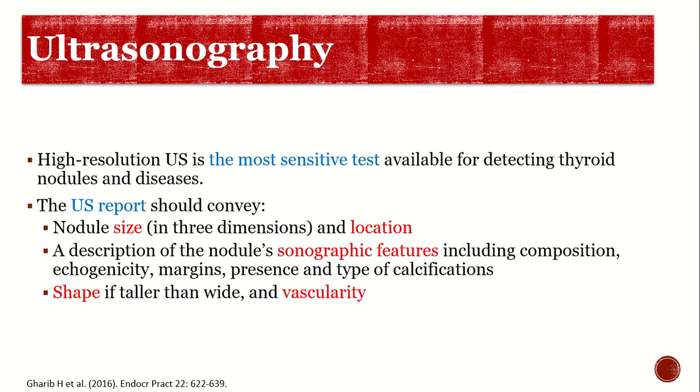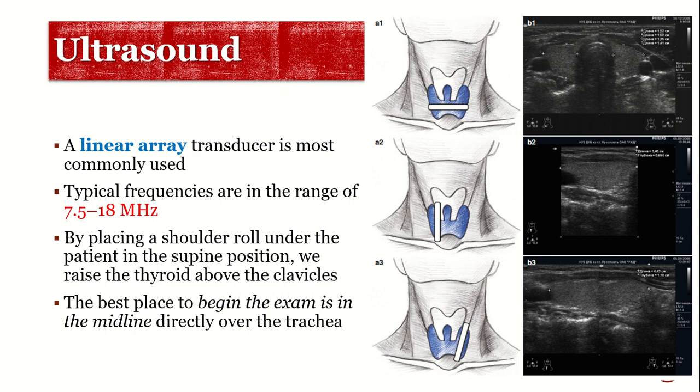As we know, high-resolution ultrasonography is the most sensitive test available for detecting thyroid nodules and diseases. The ultrasound report should include nodule size in 3 dimensions and the location of the nodule within the thyroid lobes. A detailed description of the nodule sonographic features, including composition, echogenicity, margins, presence and types of calcifications, and also the shape of the nodule if it is taller than wide, and the vascularity.